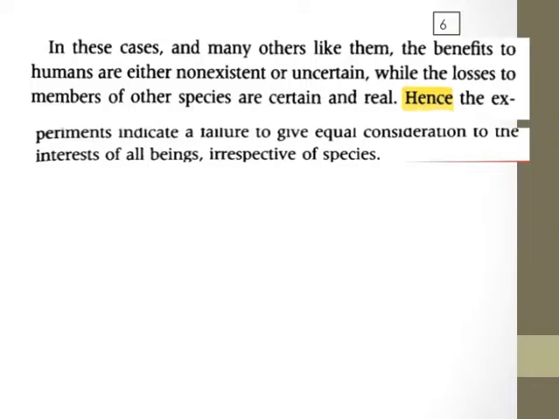But remember that this is Singer's definition of speciesism, so that what he's effectively saying is that these experiments somehow evince or indicate speciesism.